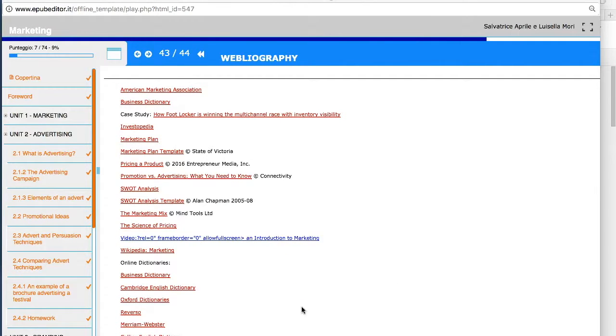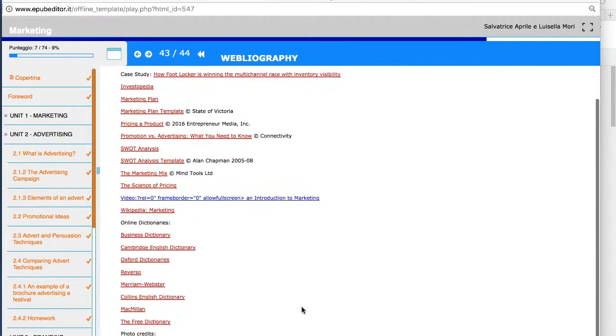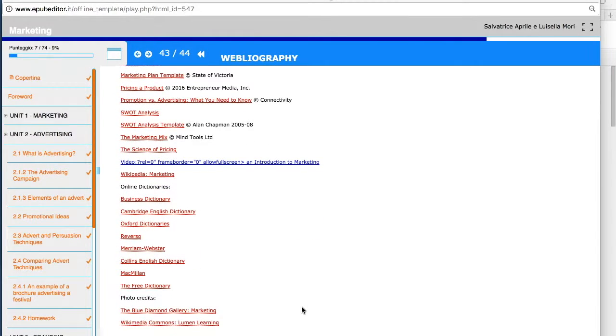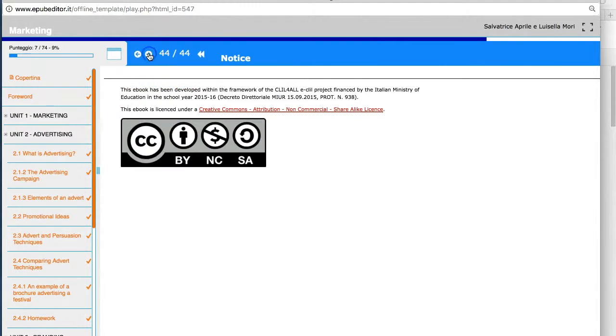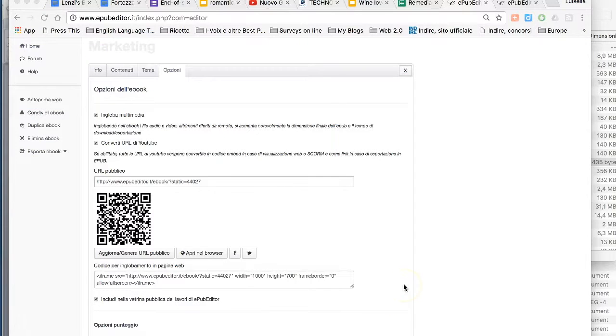In the bibliography, you can see the different tools and web pages we used, and of course, our book is Creative Commons, so please use it. We used EPUB Editor. It's a great tool. I really recommend it. And here is the QR code of our ebook.